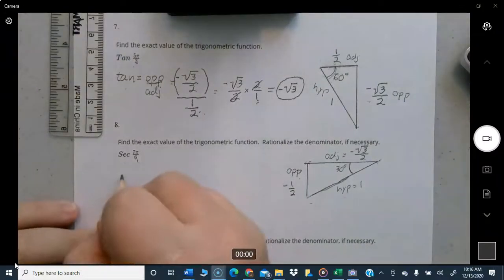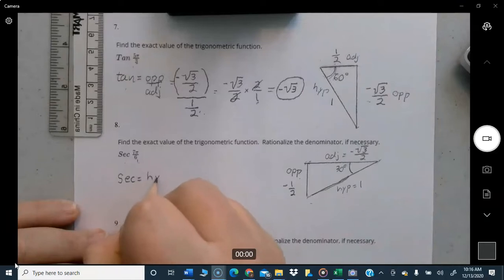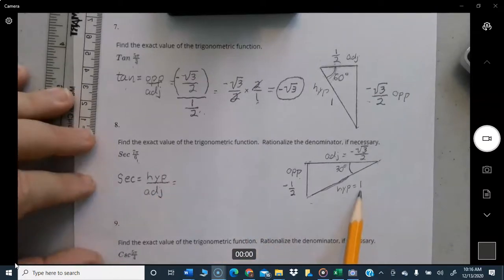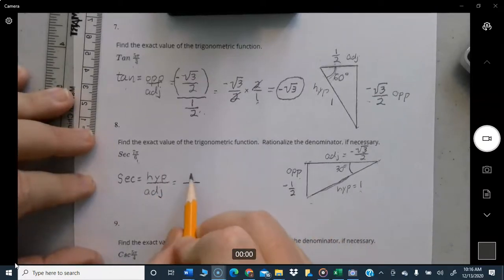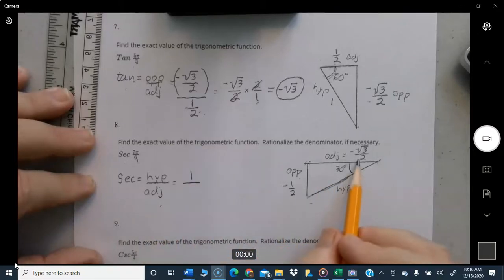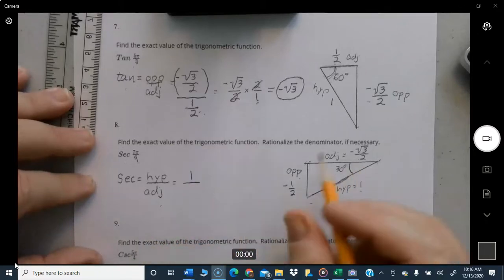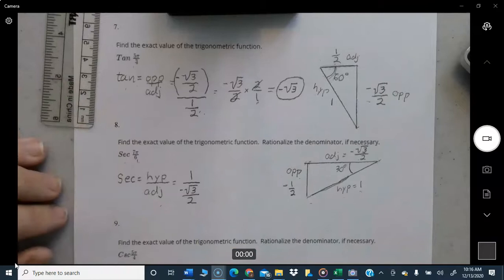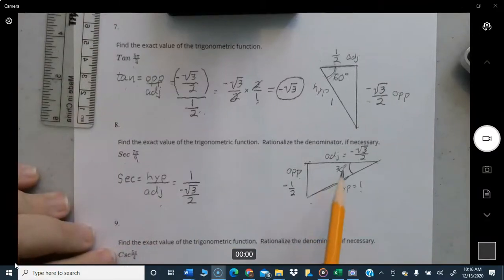So I'm just going to write that. Okay, so hypotenuse is 1. And adjacent is this one, negative square root of 3 over 2. You can say root 3 over 2 if you hear that. That's what that means. I just want to be sure you're clear what that is. Negative root 3 over 2. Okay, there it is. So you've written the secant of that particular angle.